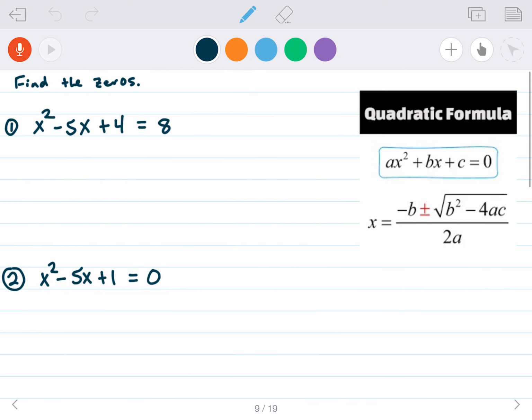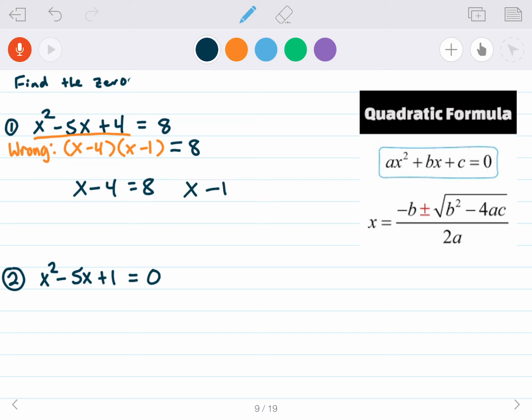Okay, let's try another one. Now, looking at this one, notice that we have an issue right here. I'm going to show you something wrong that a lot of students do, and I don't want you to make the same mistake. What a lot of students would do is they would look at the left side and say, hey, I can factor that. What multiplies to 4 and adds to negative 5 is x minus 4 and x minus 1. And then we would have equals 8, and students would say, well, x minus 4 equals 8, and x minus 1 equals 8.